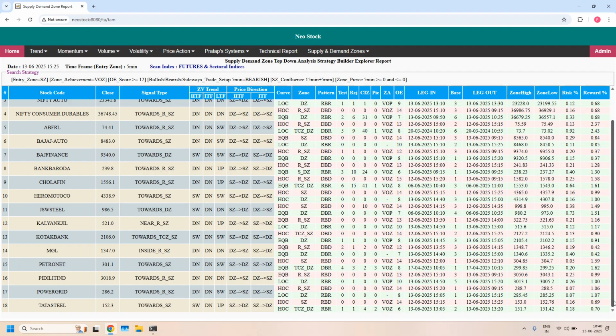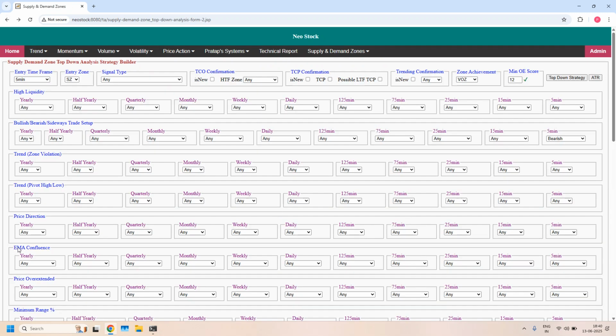Because 5-minute supply zone overlapped with 15-minute supply zone, let's verify out of these 18, how many 15-minute supply zones are having daily EMA confluence. In that case, the overlapped 5-minute supply zone might be having better probability. So I'm going back to EMA confluence at 15 minutes time frame. I'm checking if the 15-minute supply zone has daily EMA or not, because 15 minutes trend is downtrend.